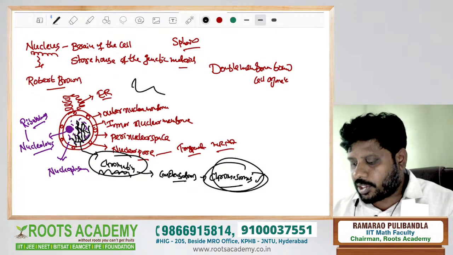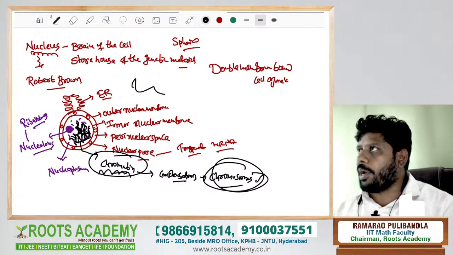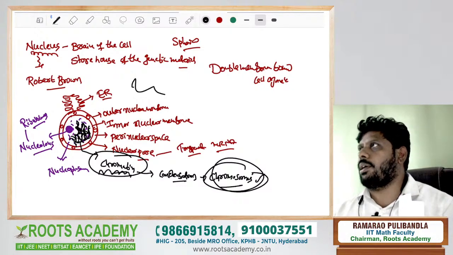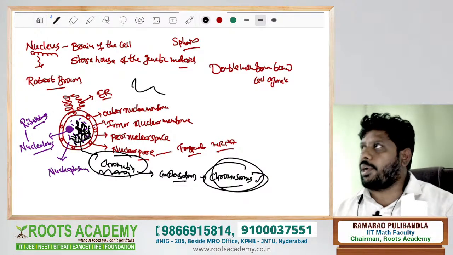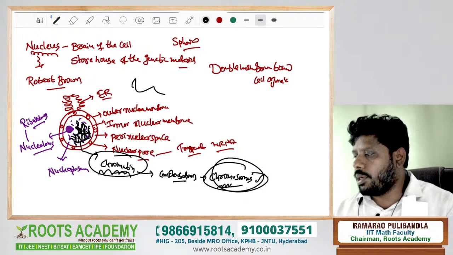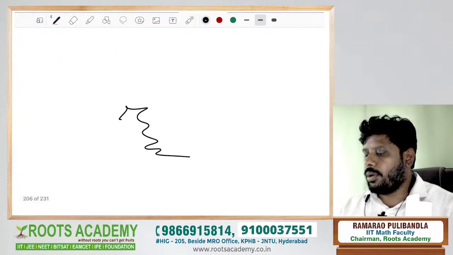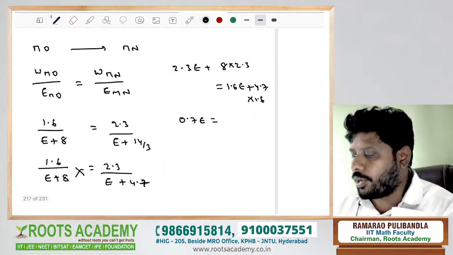The thread-like structures present in the nucleoplasm are called chromatin. Chromatin material undergoes condensation, and it forms what? Chromosome. So we are going to discuss chromosome information now.